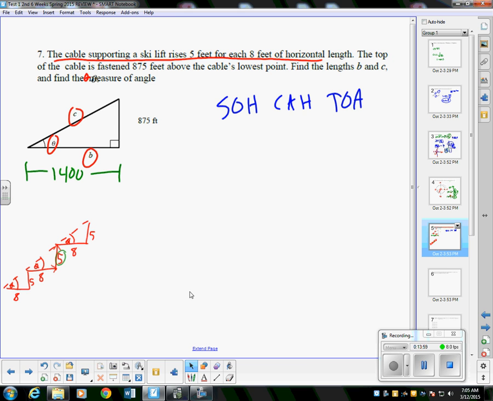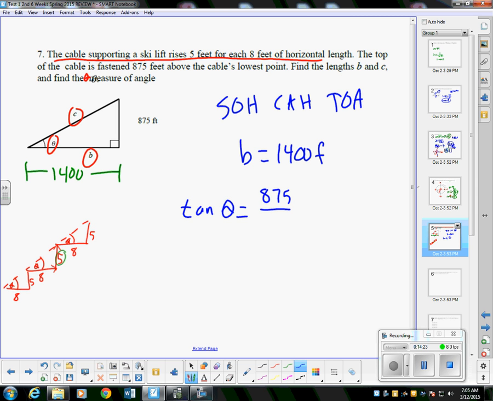So here's what we know then. We know that B is 1,400 feet. Now that we know B, we can easily find both theta and C. Let's go ahead and find theta. Well, here's something we know. We know that the tangent of theta is the opposite side length divided by the adjacent side length. Okay? Now, it does not tell you in this problem, but the answer choices will indicate that our answer for theta needs to be in degrees.